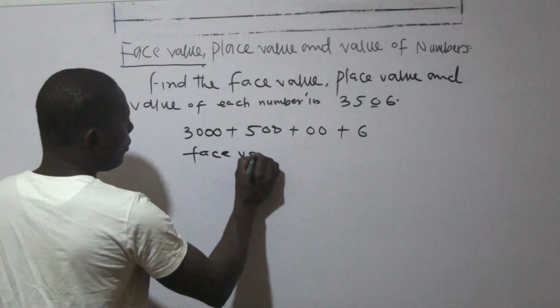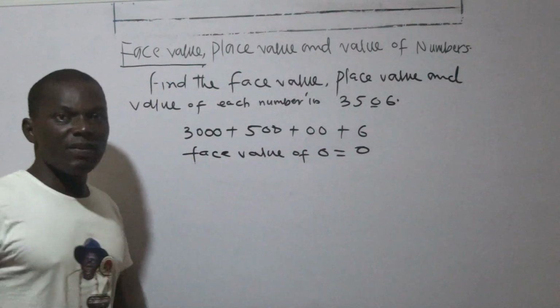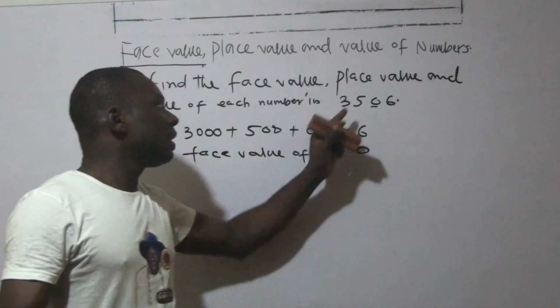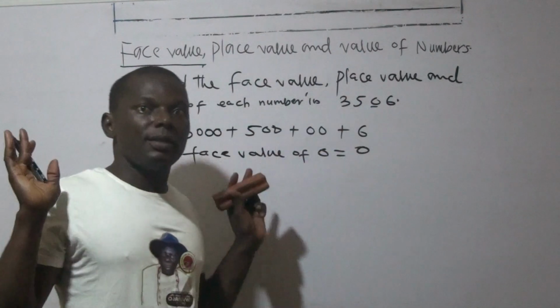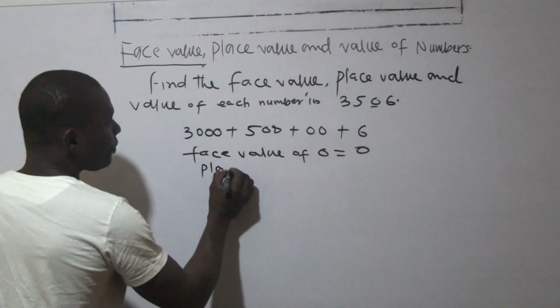Face value of 0 is 0. The face value is what? 0. What are you seeing here? What is the face? What are you seeing there? It's 0. Then what is now the place value of 0?